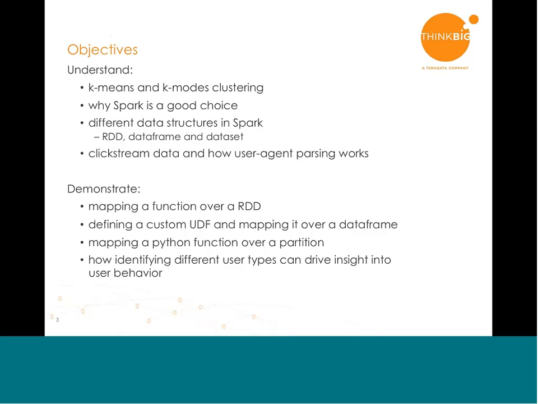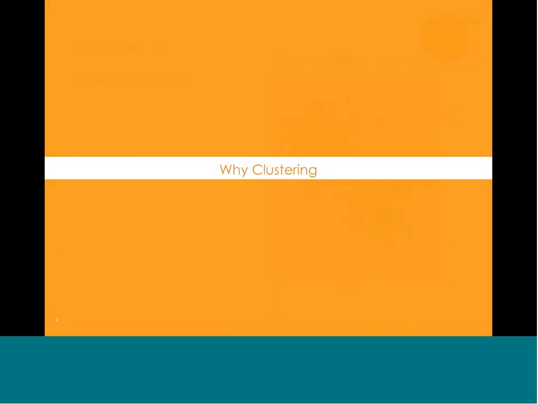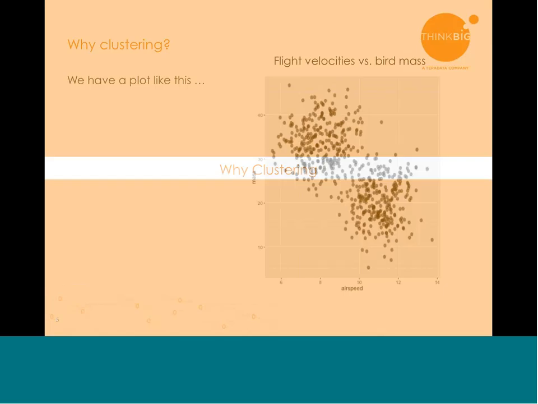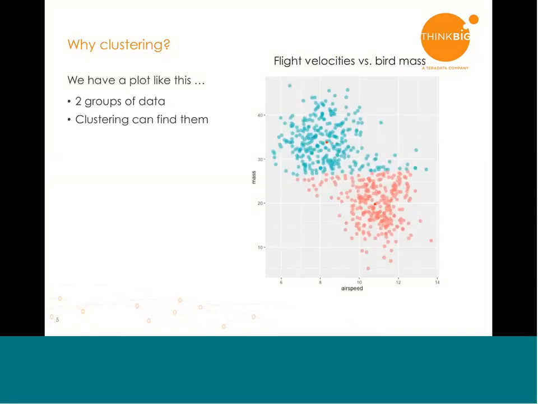Why clustering? Quite frequently, if you have simple, small data, you can plot it and look at a plot like this. It's pretty obvious visually that you have two groups of data. And clustering is useful because if your data is more complex, you can't find them by just looking at a plot. Clustering can help you find them in an automated way. This can lead you to insight. In this case, we're looking at the mass and airspeed velocity of different birds. You can see there are two different types of birds.